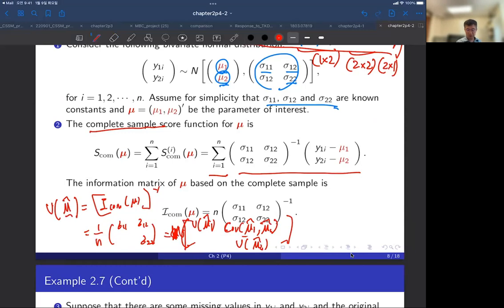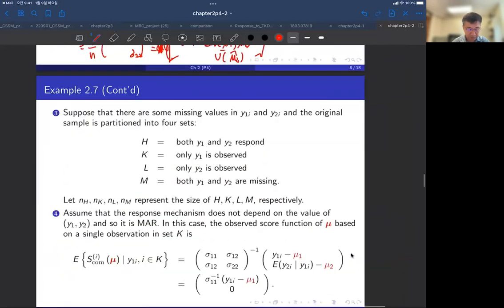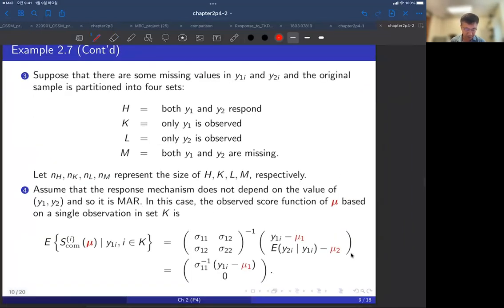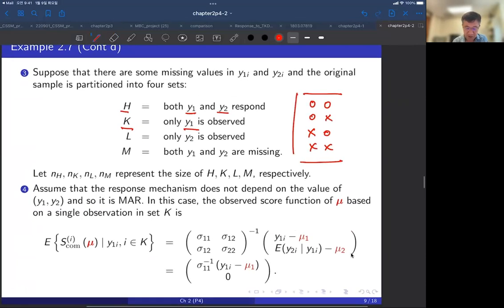This is matrix. Now, suppose that there are some missing values in Y1 and Y2, and the original sample is divided into four sets: H, K, L, M. In H, Y1 and Y2 respond; in K, Y1 responds, because you have four possibilities: observed-observed, observed-missing, missing-observed, missing-missing. So we have four possible response patterns, so that we can partition the original sample into four sets.